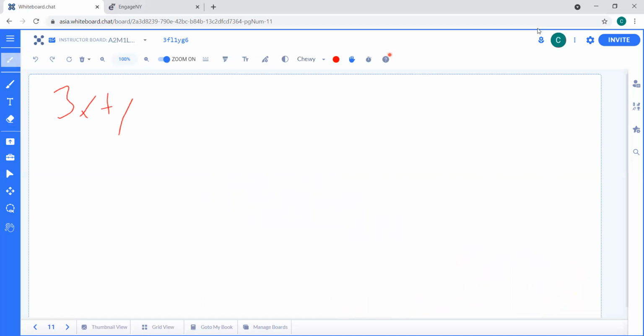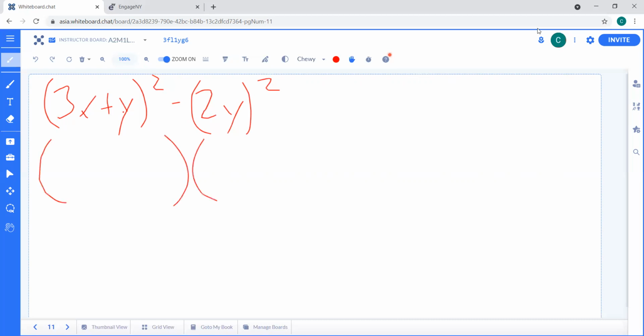3x plus y, and all that is squared, minus 2y, and all that's squared. Now that we've got that, we should notice that it's the difference of two squares, okay? And the difference of two squares creates conjugates. Conjugates is going to be a plus and a minus. Now, you have to say, what is going to be our first term?